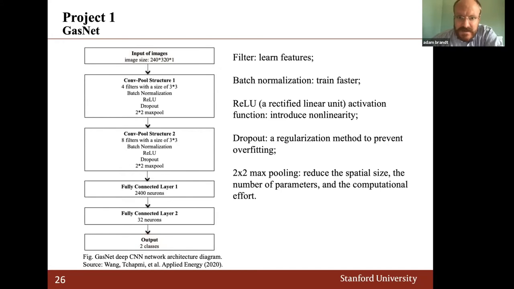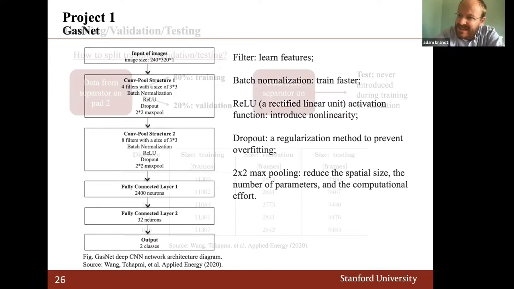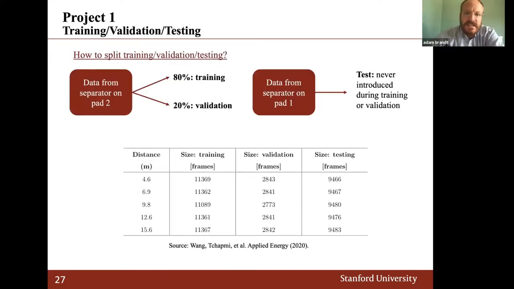Also details, sorry. Okay, so how do we do this? You want to be really careful about test sets versus training sets. 80% of data from our separator from pad 2 is set to a training set. This is what goes in that iterative loop as it's learning the weights on all these thousands and thousands of little connections to recognize things.